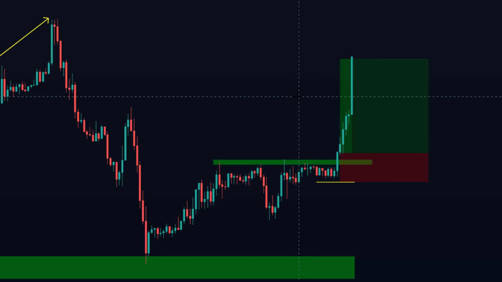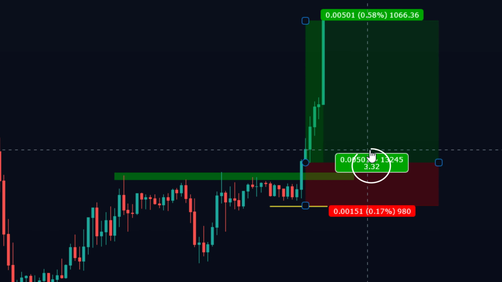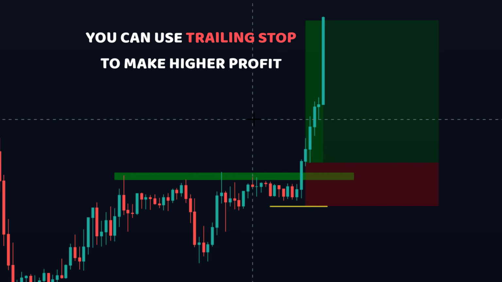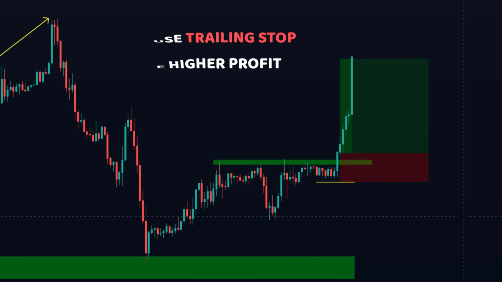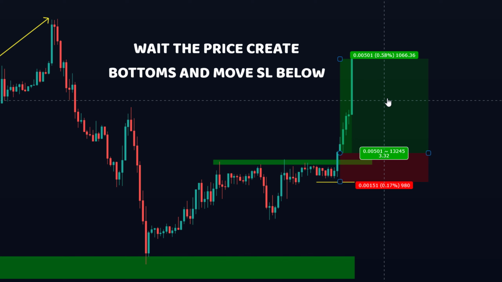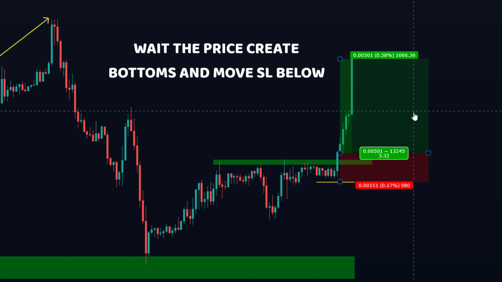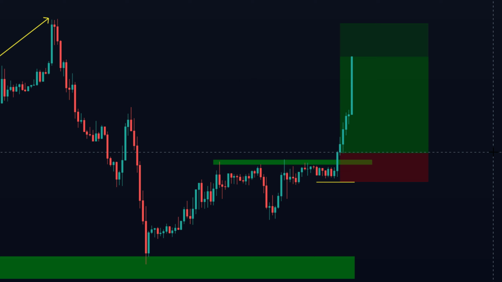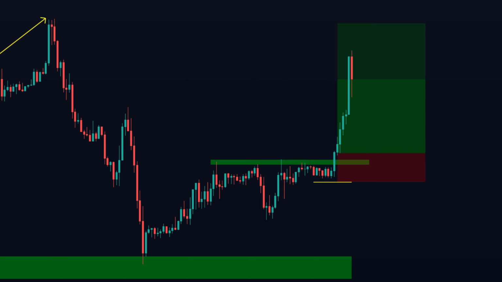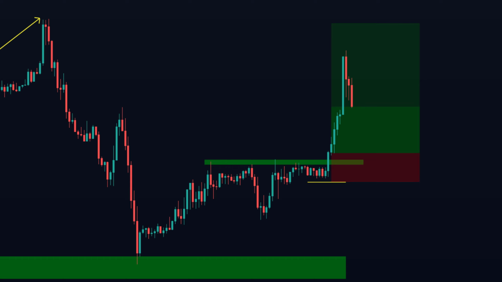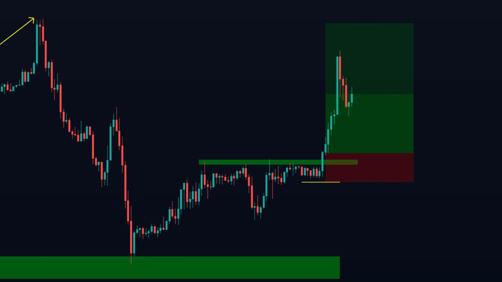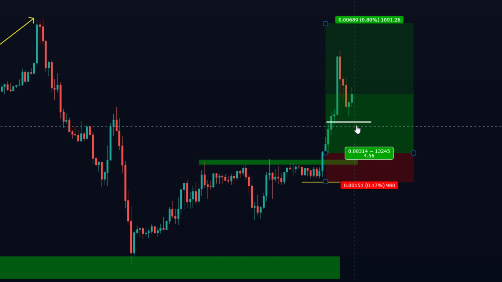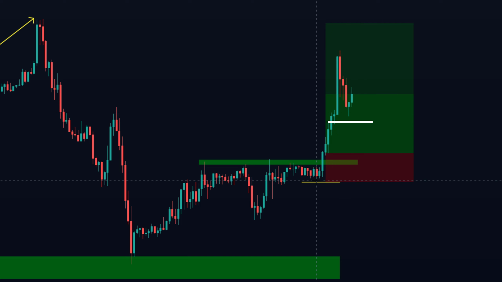So here the price goes for about 3R. So you can close the order, or you can use a trailing stop to be able to make higher profit. We can wait for a bottom and place the stop loss below that bottom. So let it run and we try to apply that method. It's already created a bottom here, so we can move the stop loss below that bottom. Make sure our orders are safe.